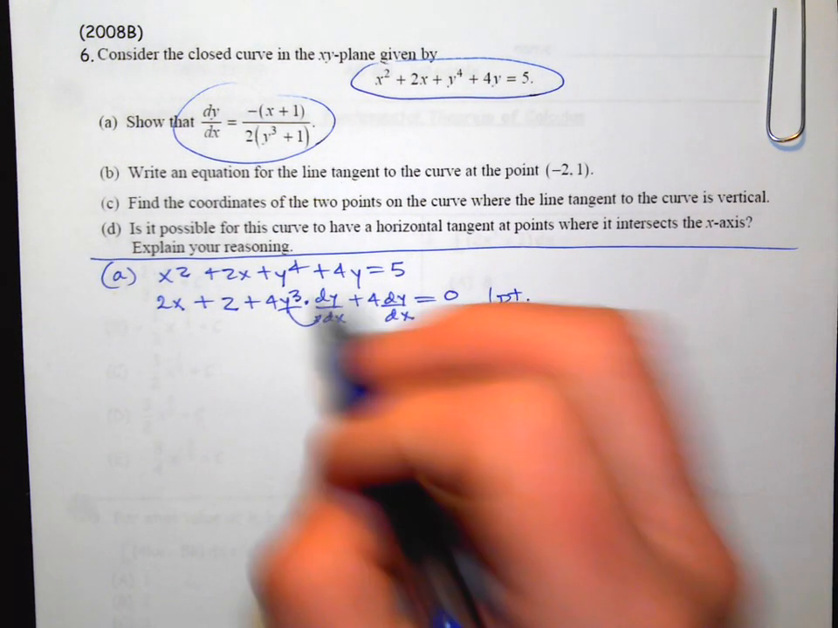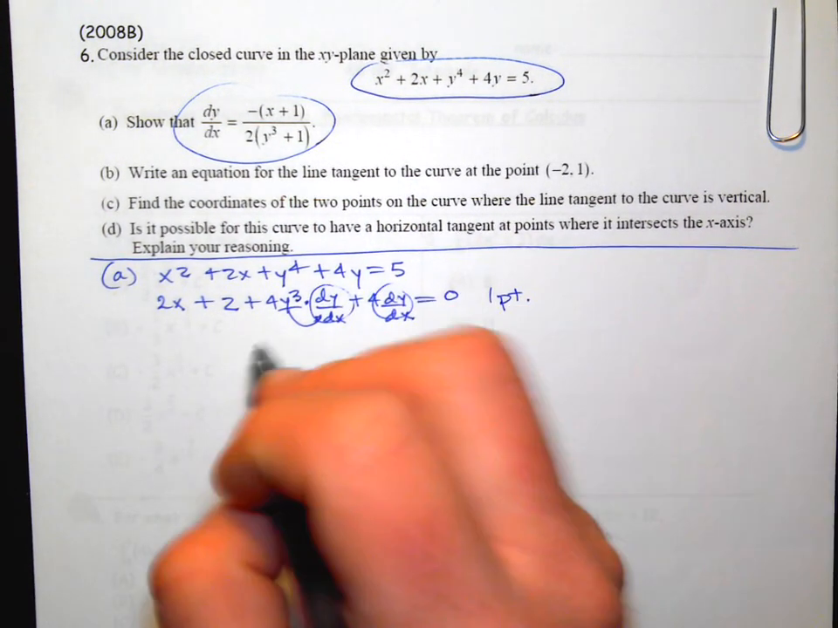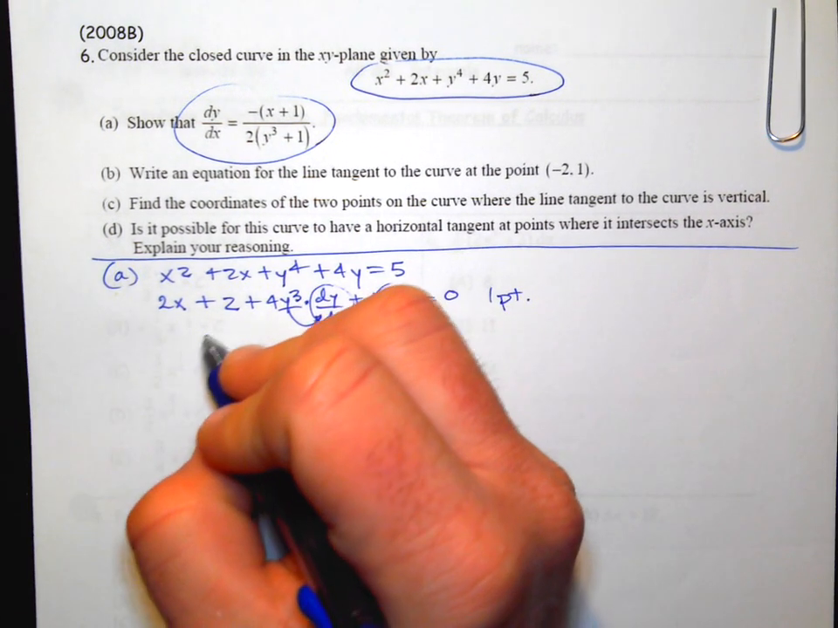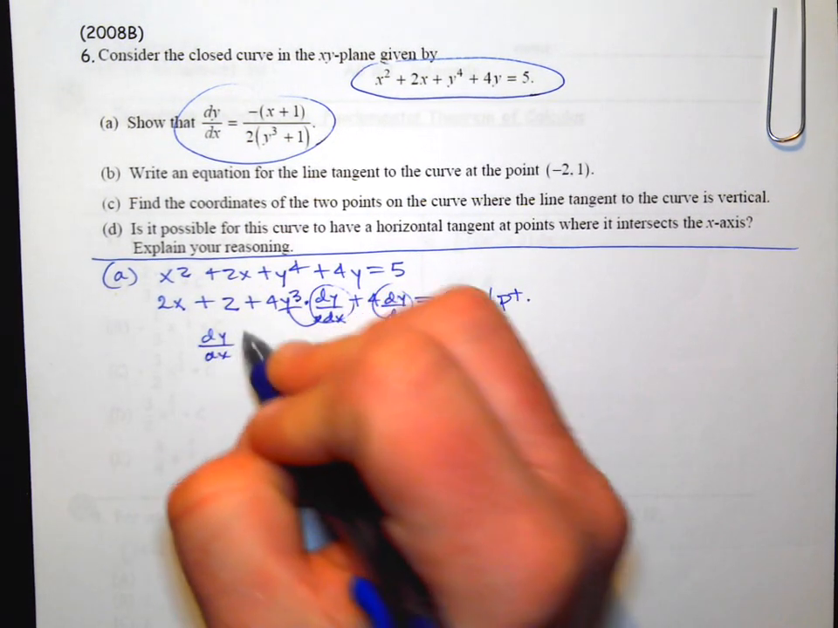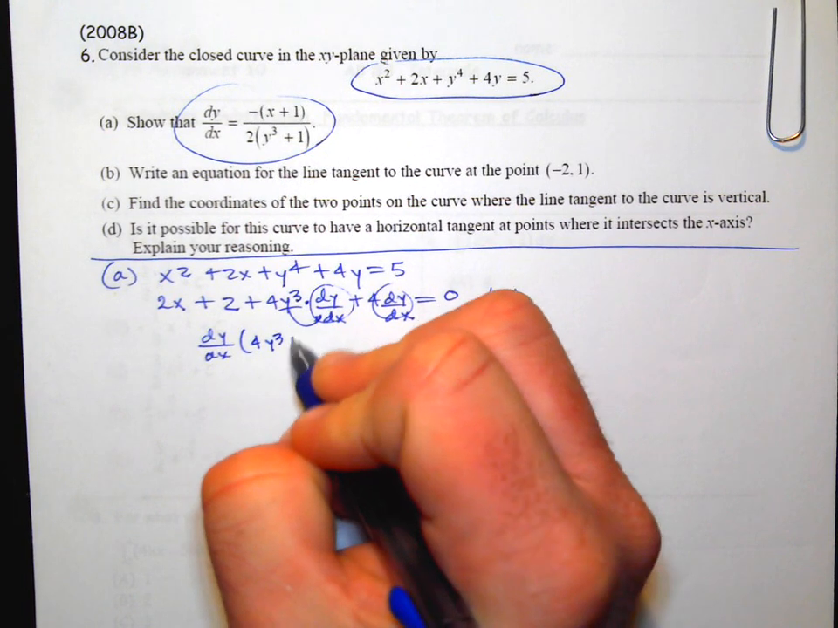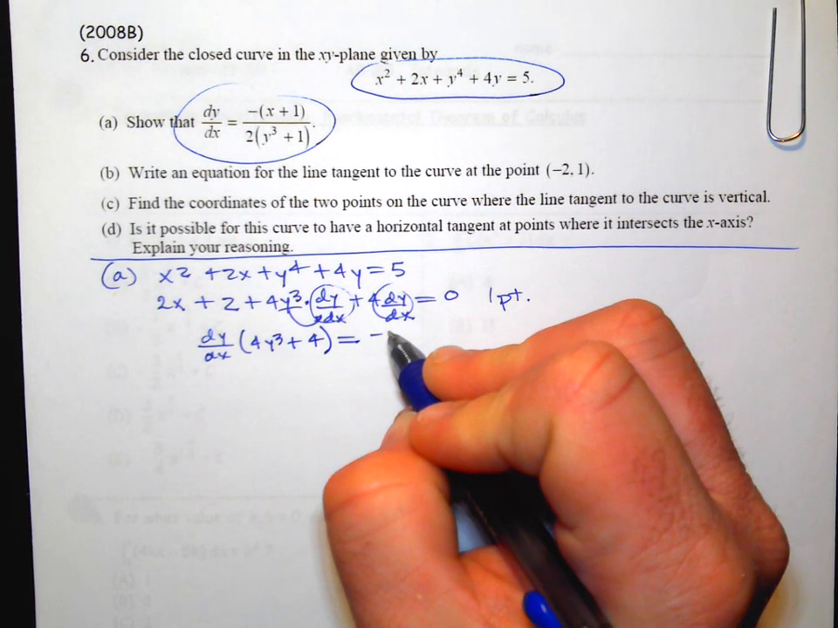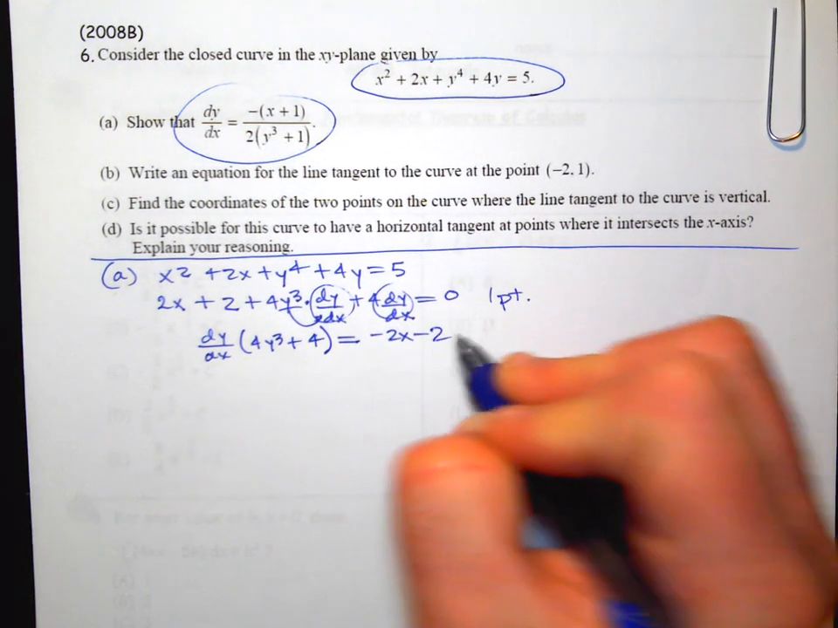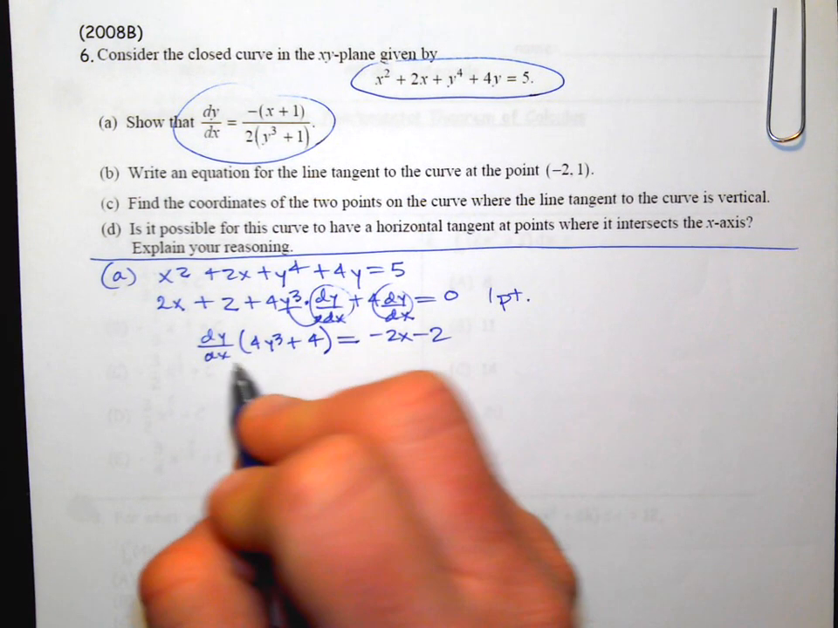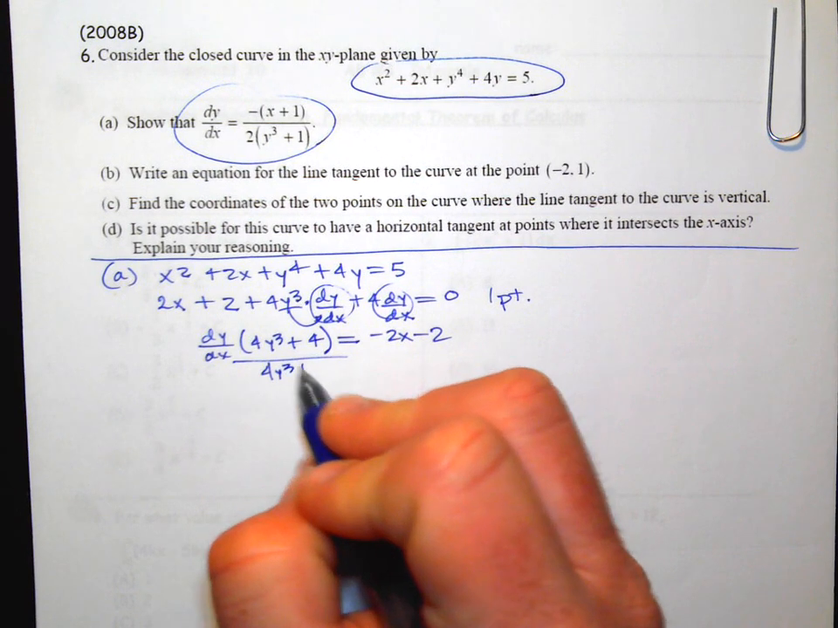Now we've got to get the dy dx's by themselves. So I'm going to factor the dy dx out of those two terms, 4y cubed plus 4, so I can get them together. I'm going to move the other stuff to the other side, minus 2x minus 2. Then we're going to divide both sides by 4y cubed plus 4.